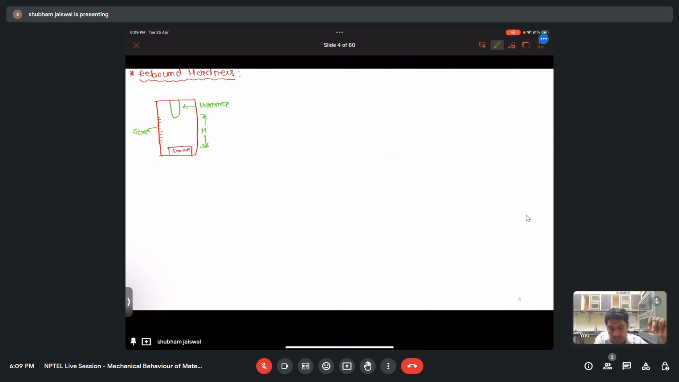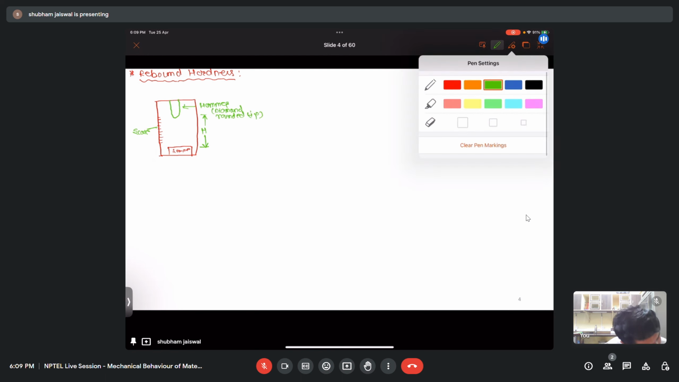we use a hammer and we drop it on the material, or the sample whose hardness is to be tested, and we check how much it has rebounded after dropping it. So this hammer is generally with a diamond rounded tip.